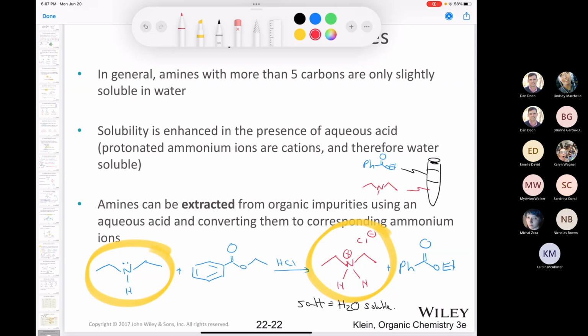And so that is just an easy way to separate an amine from an organic compound. You just make the corresponding ammonium ion, which is water soluble. Extraction is a very powerful technique in organic chemistry.